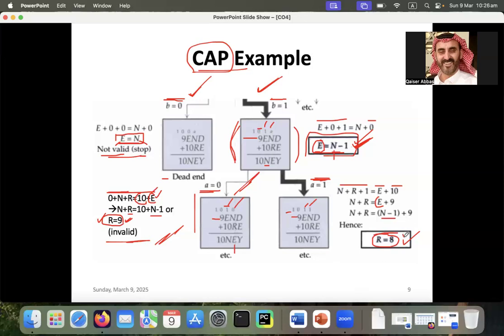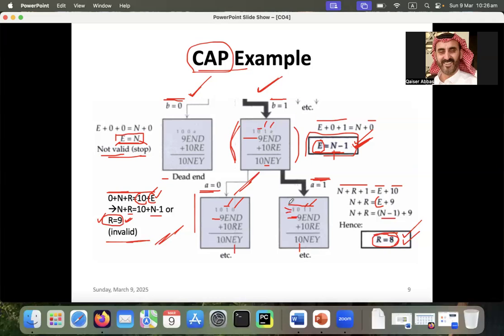So now you have R is equal to 8. Now I have the value for the M, which is 1 here. I have the value for the S, which is 9 here. I have the value for the O, which is 0 here. And now I have the value for the R, which is 8 here. And now my three options are finished. Now the options with these carries are finished. I have considered 4 different carries.